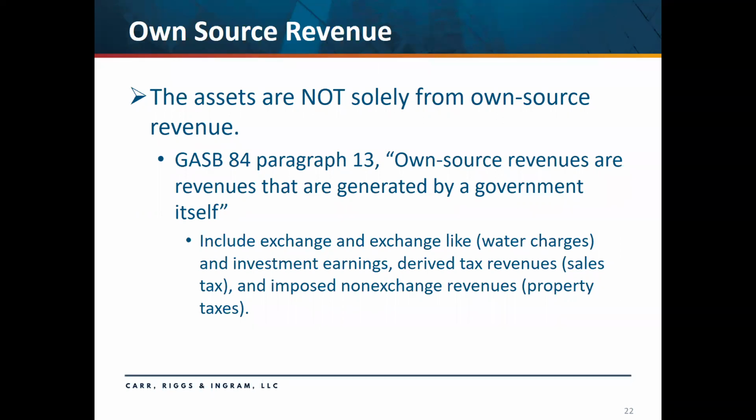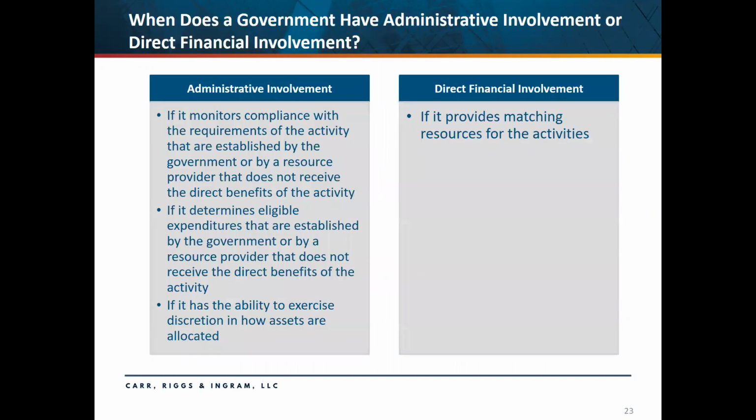So if the money is coming from the government's provision of resources, of the government's operational activities, then it's going to be its own source revenue, and it can't be coming from those. The next couple definitions that we're going to look at is what means administrative involvement and direct financial involvement.